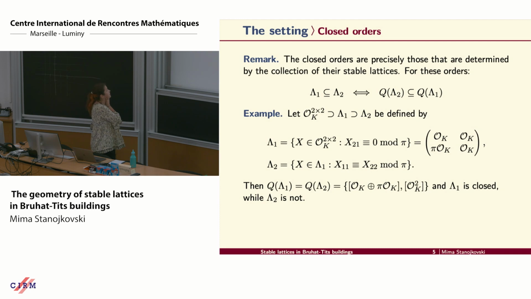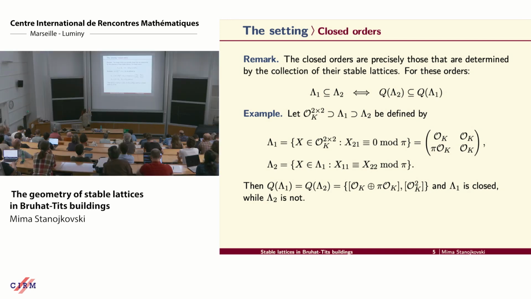Okay, we start with 2 by 2 matrices with coefficients in K. And now we actually take two orders that are defined in the following way. They will both have entries in OK. But now the first order, we define it such that the 2,1 entry will always be 0 modulo the uniformizer that we picked. So it means that the valuation of the 2,1 entry will be at least 1. And this is the order that you get written in matrix representation.